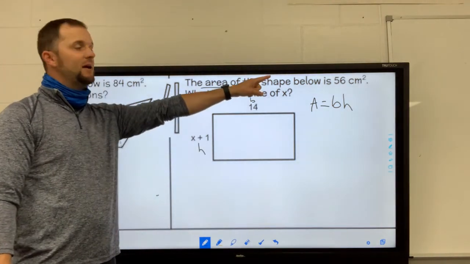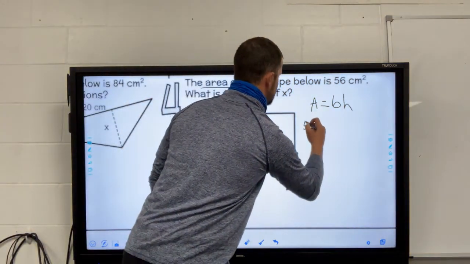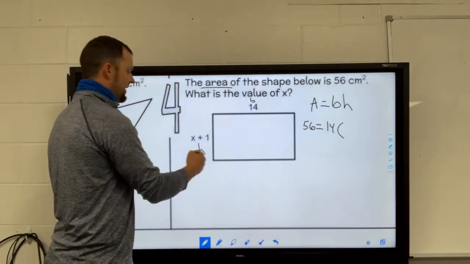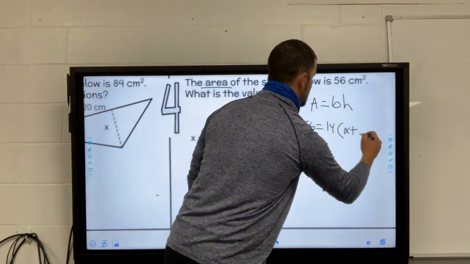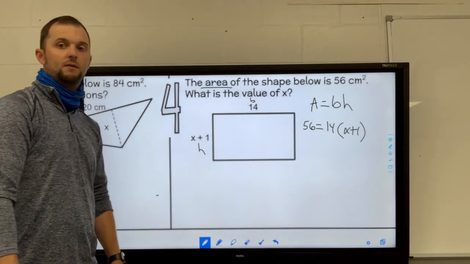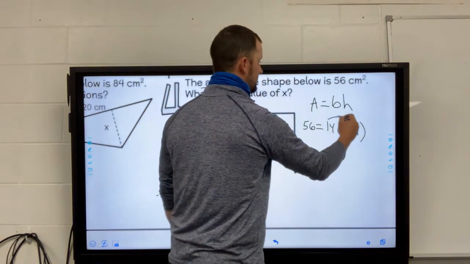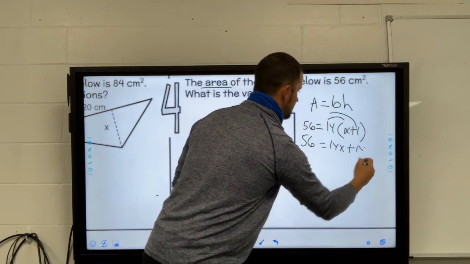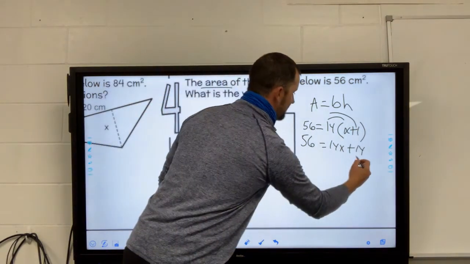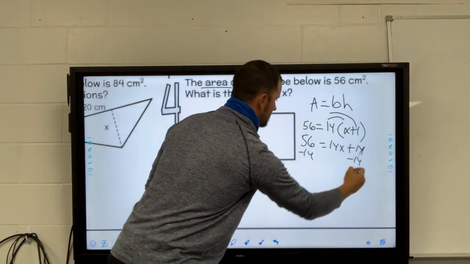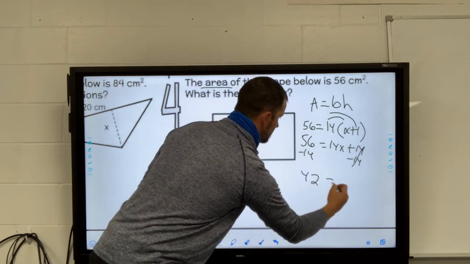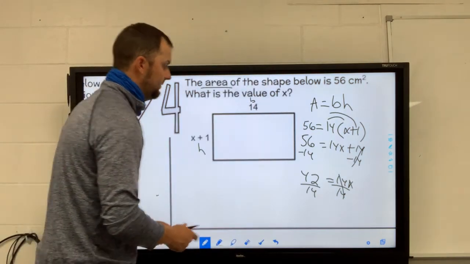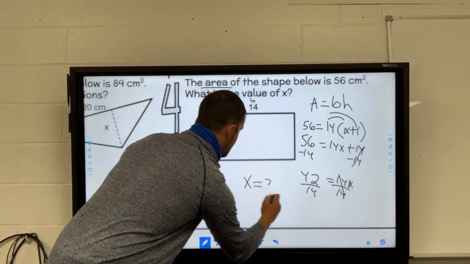So they're giving me the area, which is 56. So I'm going to put 56 in for the A. My base is going to be 14, and then I'm going to multiply that times the height, which is x plus 1. So literally all I have to do is get x by itself. So the first thing I'm going to do is I'm going to distribute my 14. So I'm going to get 56 equals 14x plus 14. Okay. I'm going to subtract 14 on both sides, which is going to end up giving me 42. And then I'm going to divide by 14 on both sides. Is going to end up giving me 3. So x is going to end up being 3.